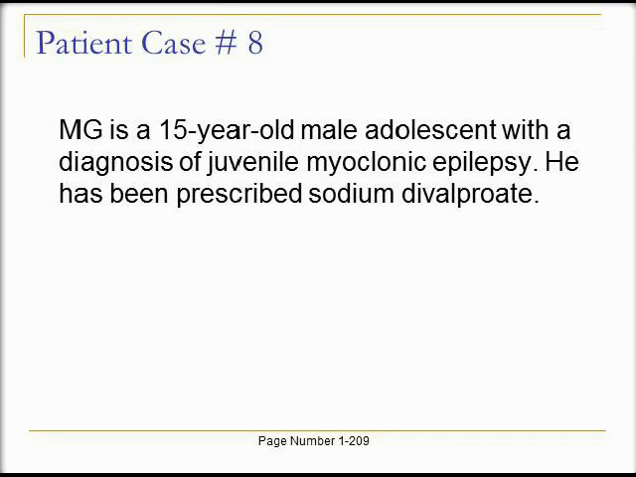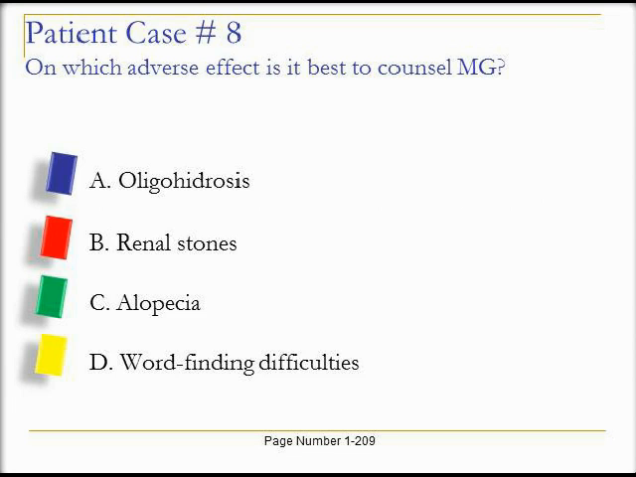Okay. Next case, case 8. MG is a 15-year-old male adolescent, diagnosis of juvenile myoclonic epilepsy. He's been prescribed sodium divalproate. What do we need to talk to him about? Is it oligohidrosis, renal stones, alopecia, or word-finding difficulties?